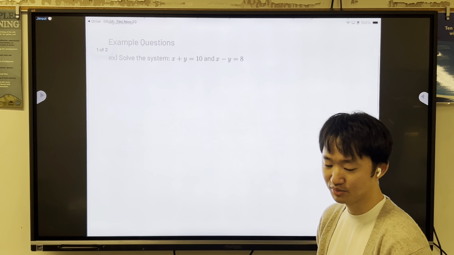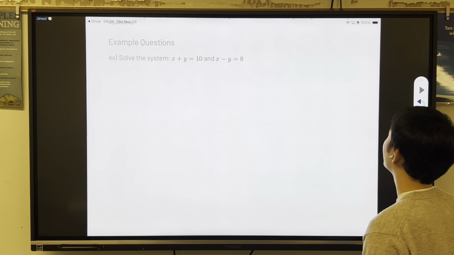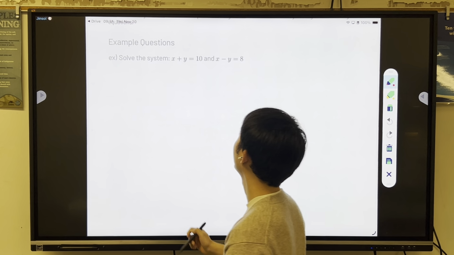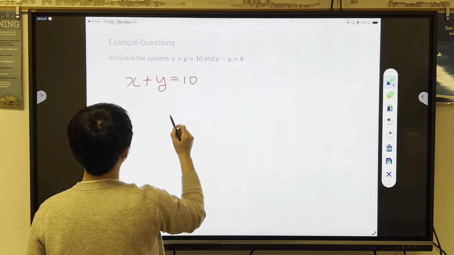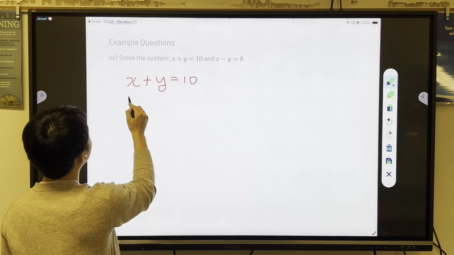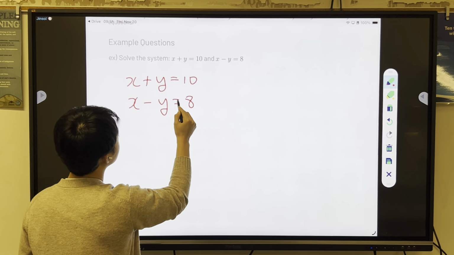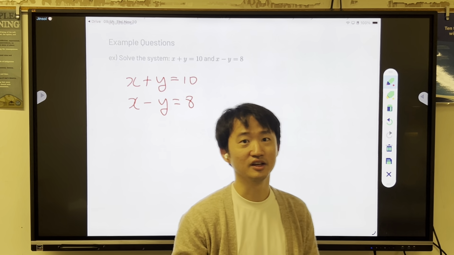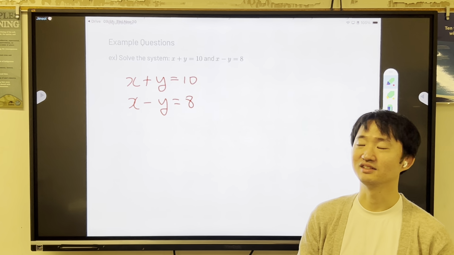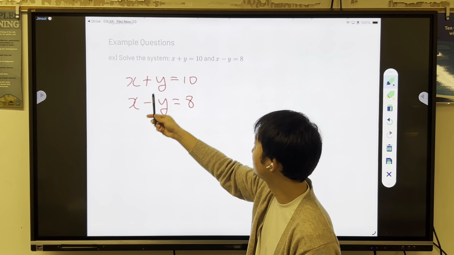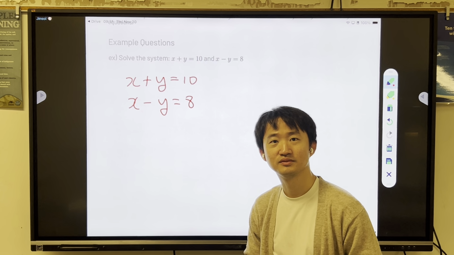Let's start with the first example question. Solve the system x plus y equals 10 and x minus y equals 8. First thing, I'm going to write down the equations in a very orderly fashion. What I mean by orderly is that the variables, the equal signs, and the numbers are all lined up nicely. You can see that the x's and the y's and the equal signs and the numbers are all lined up perfectly.